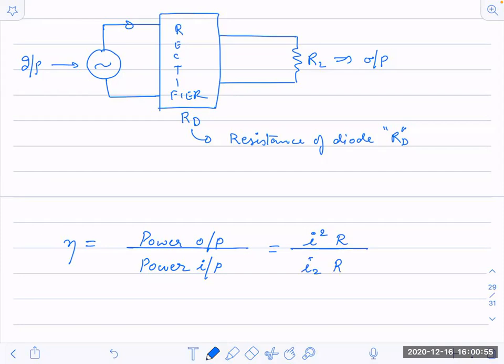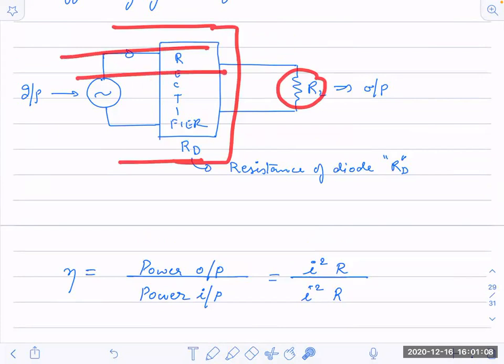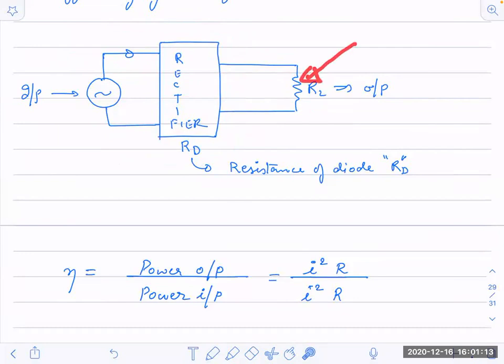Now, don't think that these R will be the same. Try to understand this. Where is your output? Output is this only. This part is not part of the output. So when I am writing the power of the output, I will consider only this resistance, because the rectifier resistance is not my output. So I will write here the resistance of the load only.